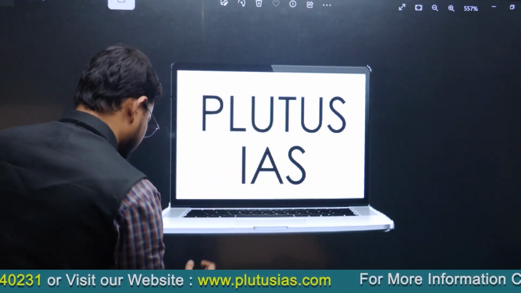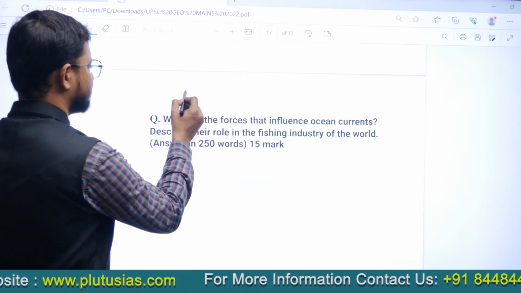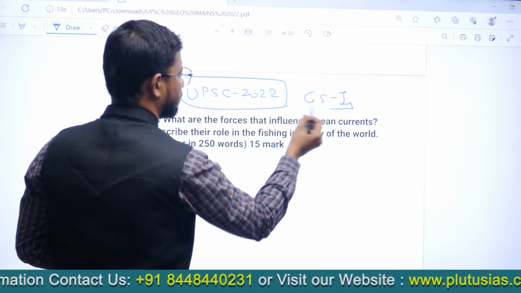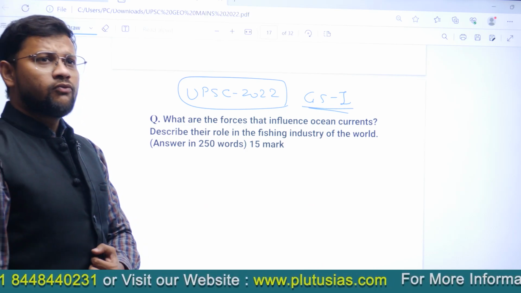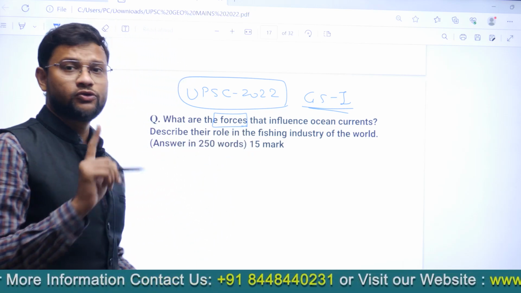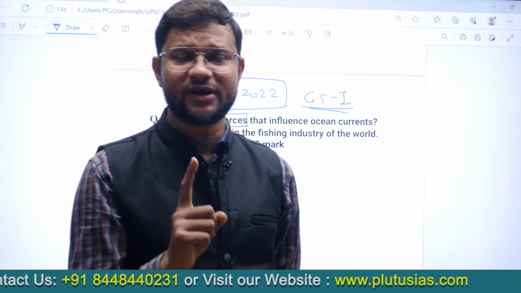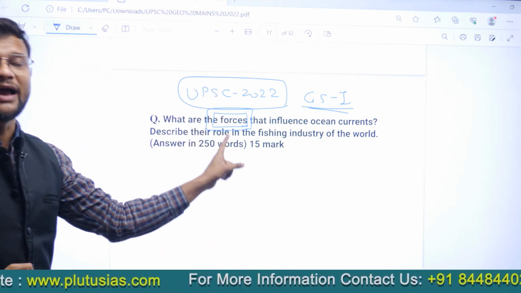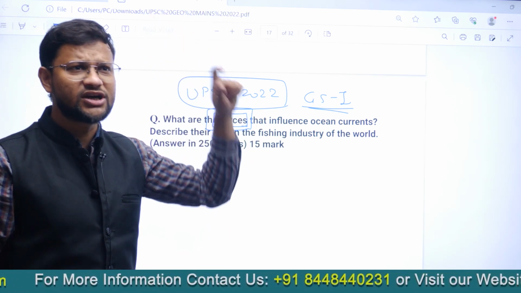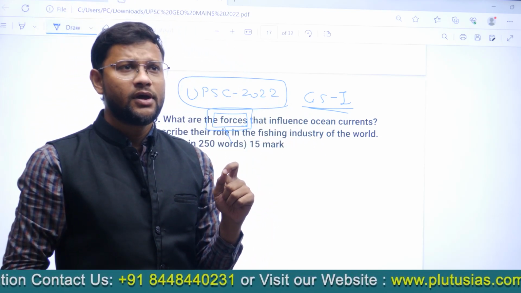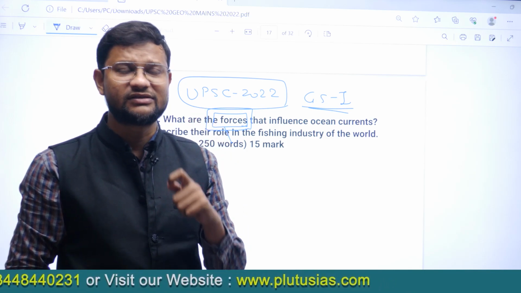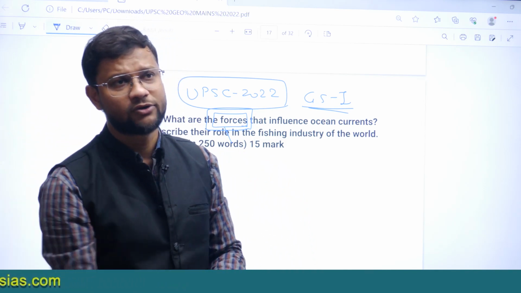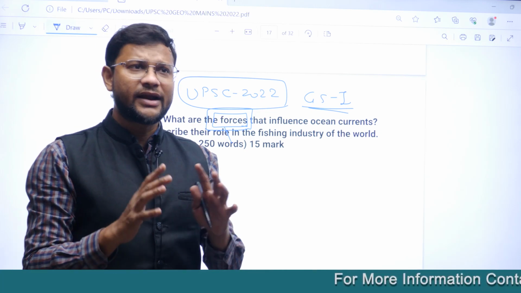So we'll start this question now, asked in UPSC 2022 Mains GS 1. What are the forces that influence ocean currents? Again, the first step we decided is to highlight the keywords. You need to highlight the keywords first. Don't directly jump to writing the answer. You are supposed to understand first what exactly the question is asking. It's not that you just see words like ocean currents and start writing what is an ocean current. Answer writing is not done like that.